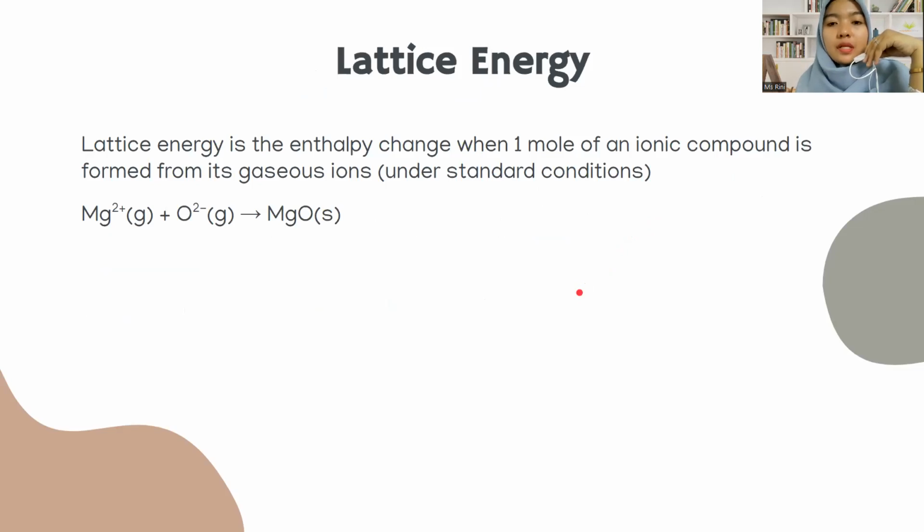Next, the lattice energy. So based on the definition, lattice energy is the enthalpy change when one mole of an ionic compound is formed from its gas ions under standard conditions. For example, Mg2+ gas plus O2- gas will produce MgO solid. So mostly an ionic compound is in solid. So you need to know how to write down the ionic compound. If it contains the index, please don't forget to write it down.